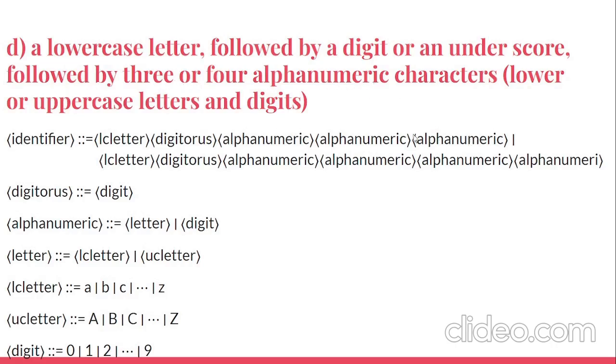So first it has 3 alphanumeric characters, and I have another rule that replaces identifier with lowercase letter, digit-or-underscore, and 4 alphanumeric characters, as we can only have 3 or 4. I have two rules that replace identifier with this. Then digit-or-underscore can be replaced with digit, and alphanumeric characters can be letter or digit, and letter can be a lowercase letter or uppercase letter. The lowercase letter can be small a to z, and uppercase letter capital A to Z, and digits can be replaced with 0 to 9.